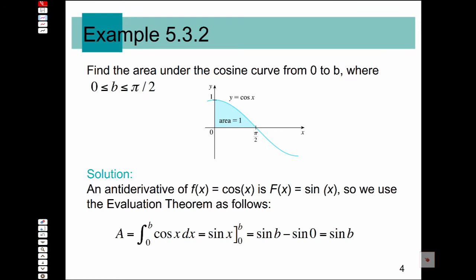The area under the curve, capital A, is the integral from 0 to b of the function cos x. And applying the evaluation theorem, we have the antiderivative sine x, and this is evaluated at b minus sine x evaluated at 0. That's what this notation here means. Written out explicitly, we have it here, sine b minus sine 0. And of course, the sine of 0 is 0, and so we're left with the quantity sine b. Now in the figure above, when b equals pi over 2, we get an area of 1 because the sine of pi over 2 is 1.